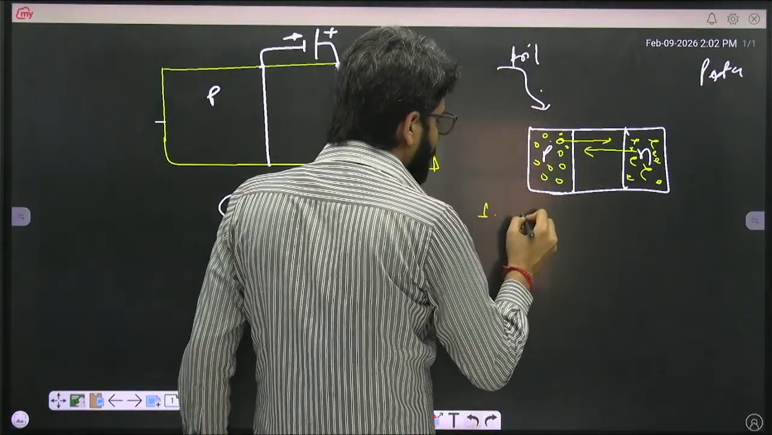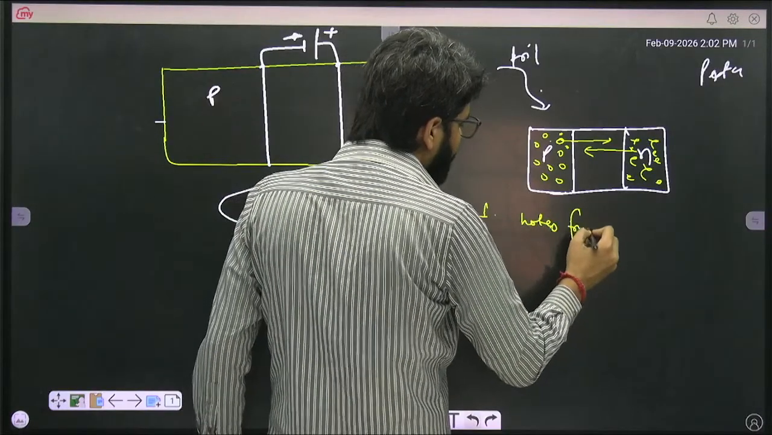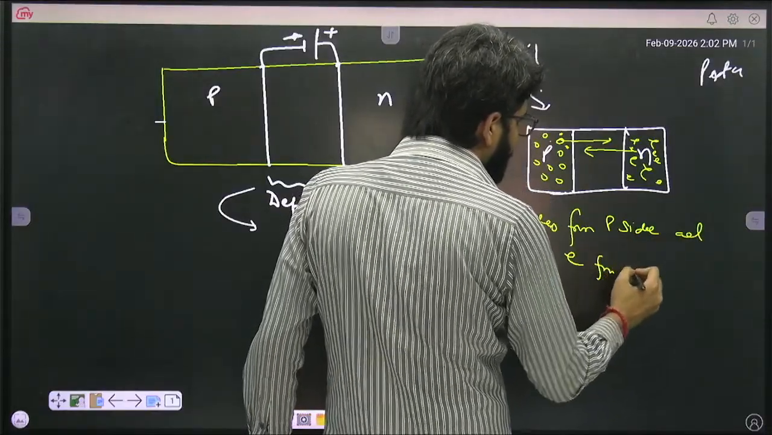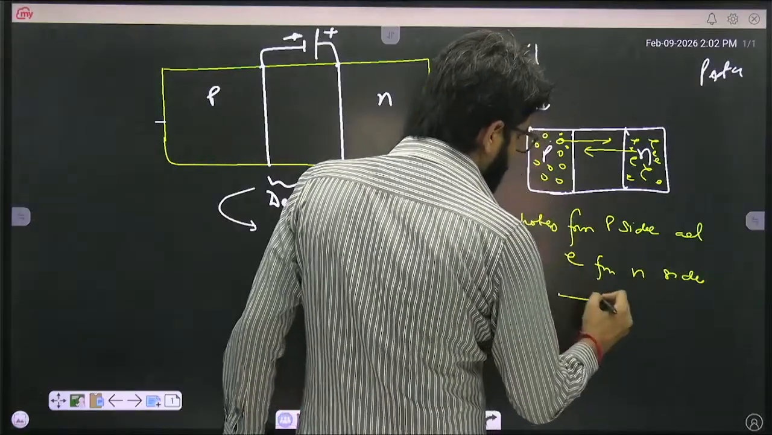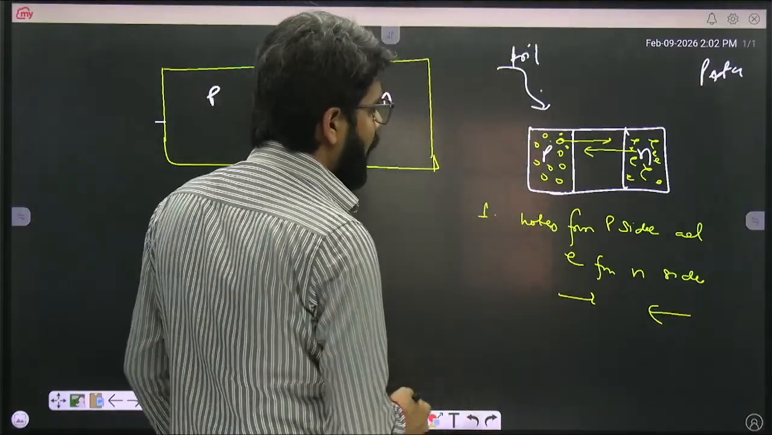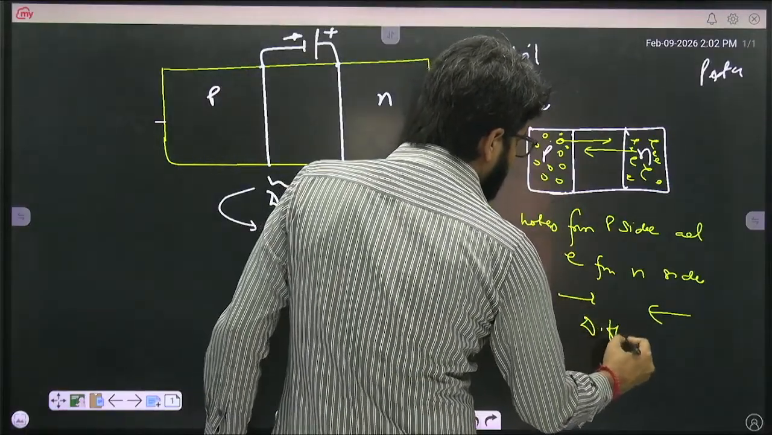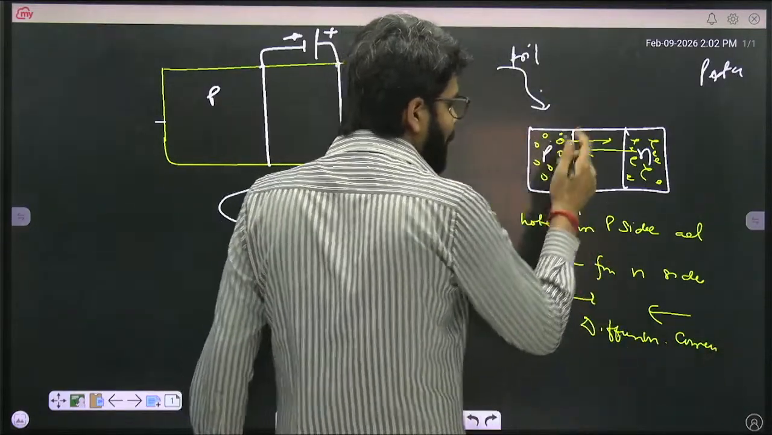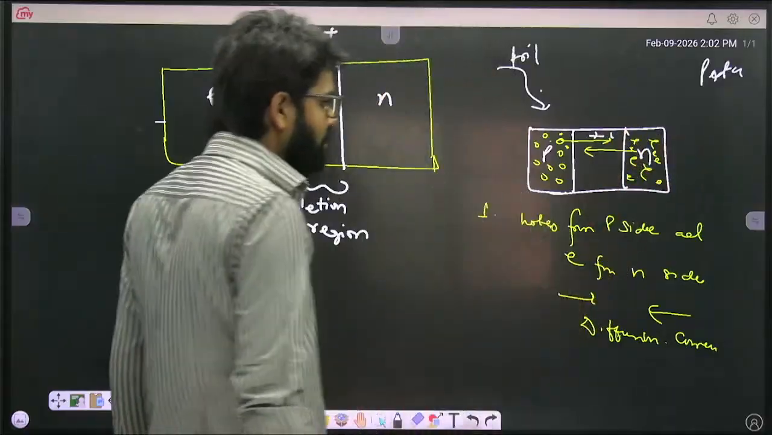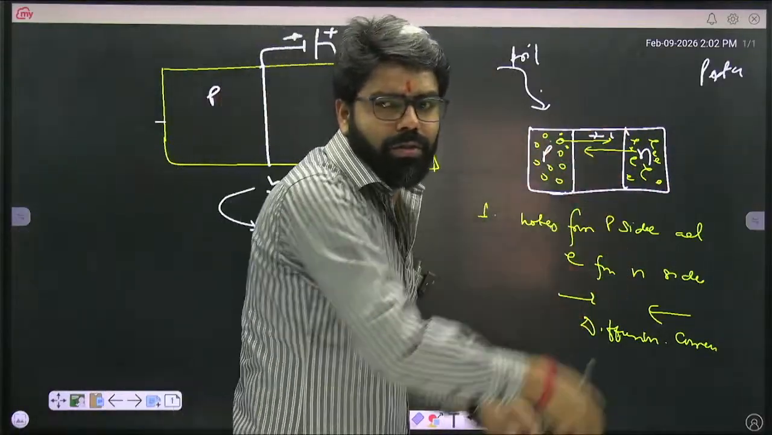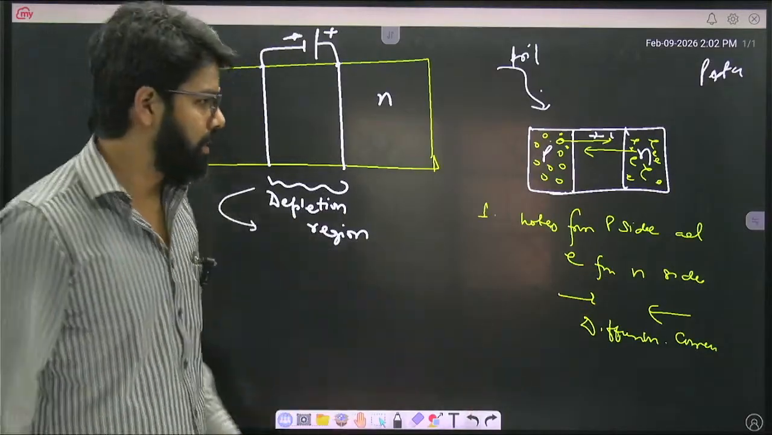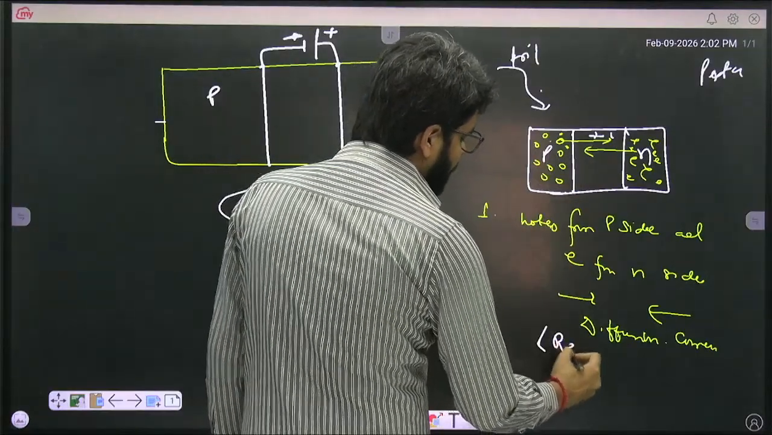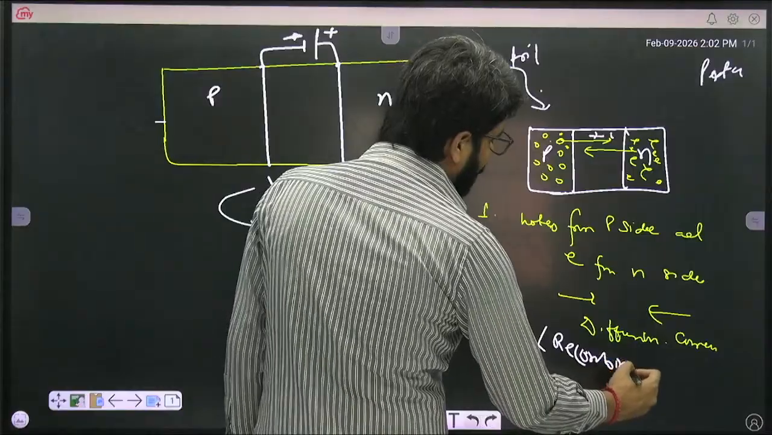Step 1: holes from the P side and electrons from the N side rush towards one another and cause what? Diffusion current. So the direction of the current will be in this direction. Diffusion current is produced because they diffuse. That's why it is called a diffusion current. Now this process is called recombination, that is, the covalent bond is formed. Recombination.